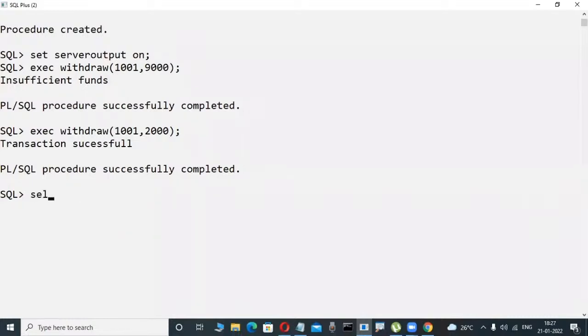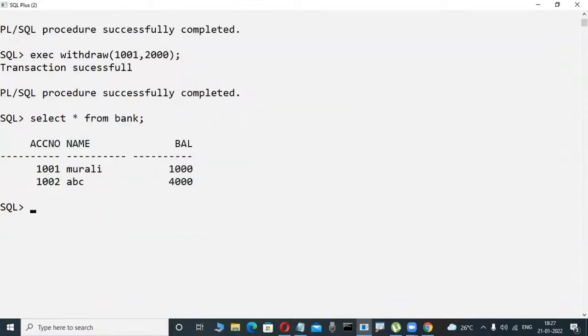And now check it out, really that is correct. In my bank table I try to observe it. Yes, bank is the table here. Now check it out. In the previous case, 3,000 was there. 3,000 minus 2,000 rupees, for example, I try to withdraw, then automatically the remaining balance is how much? 1,000 rupees are there or not?